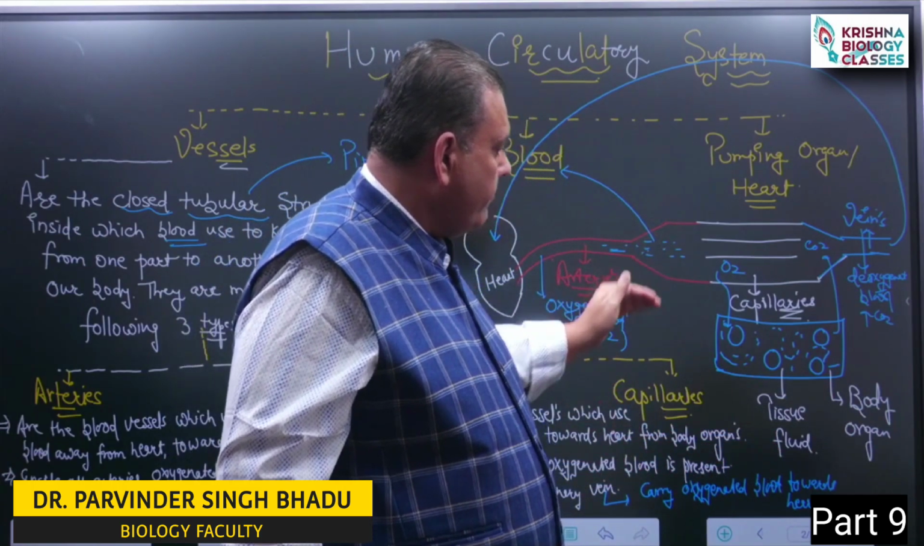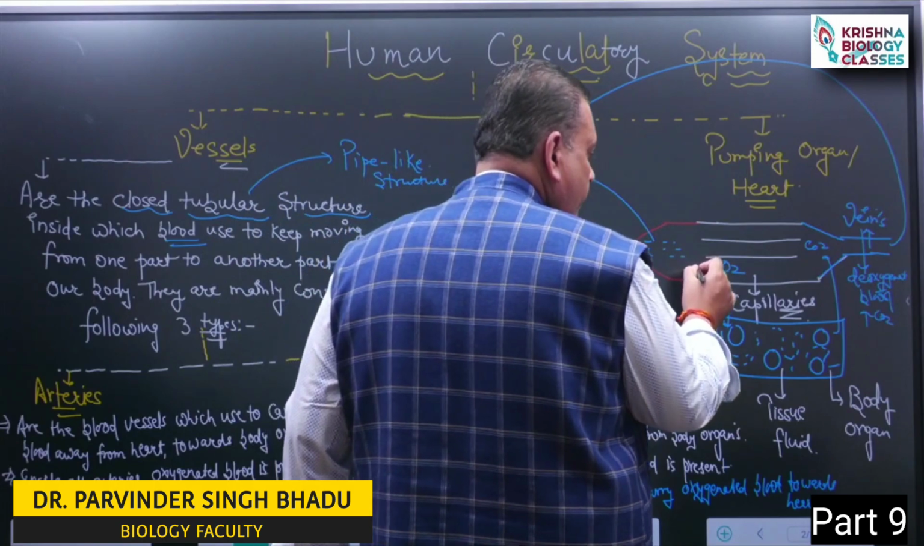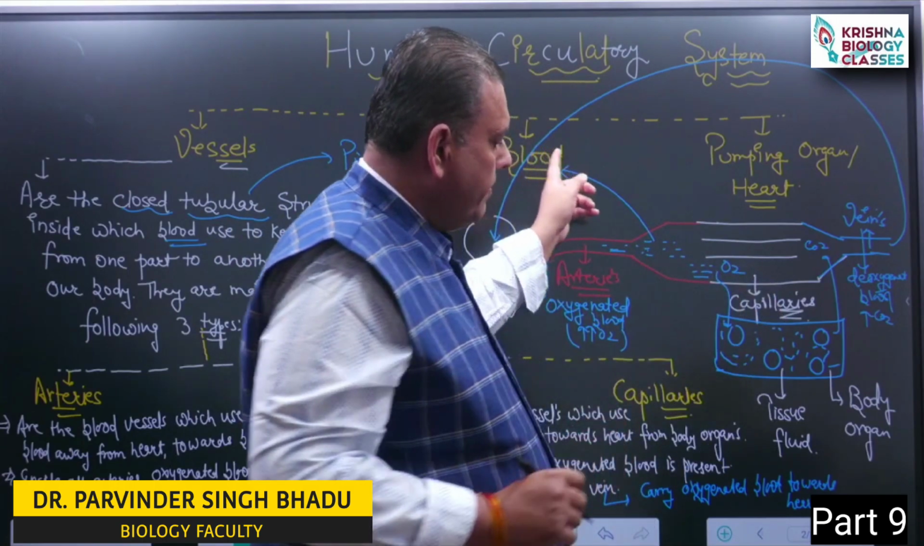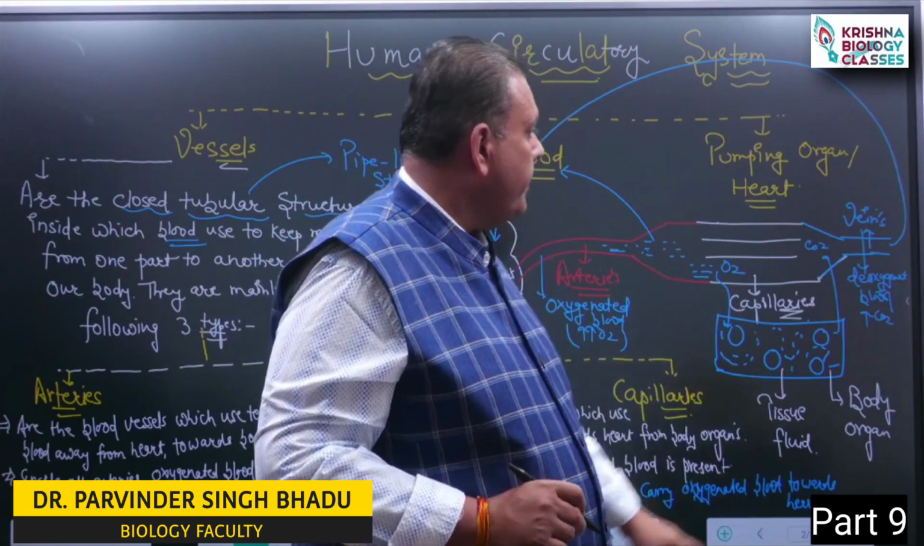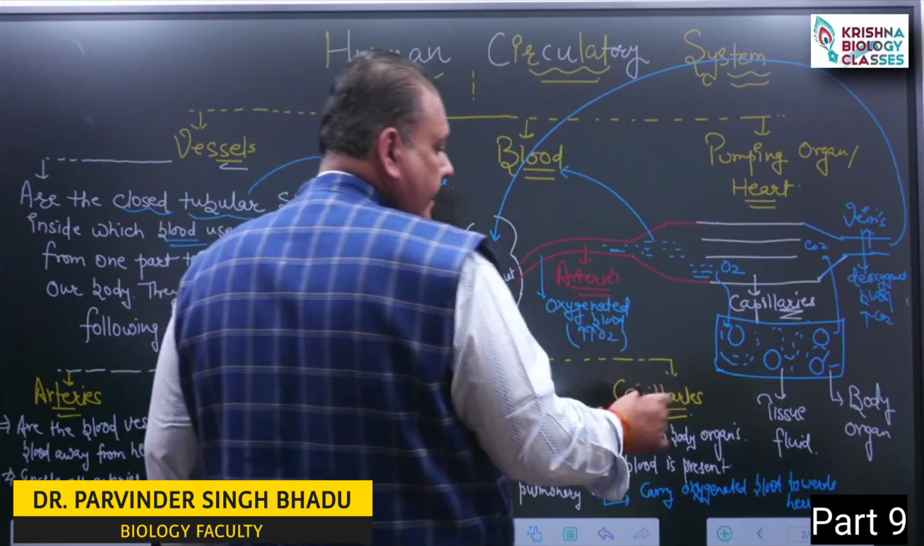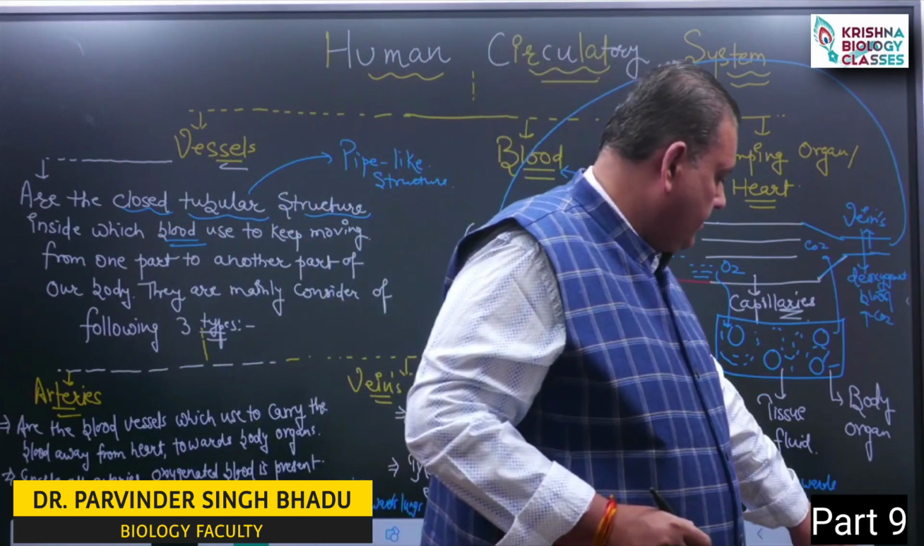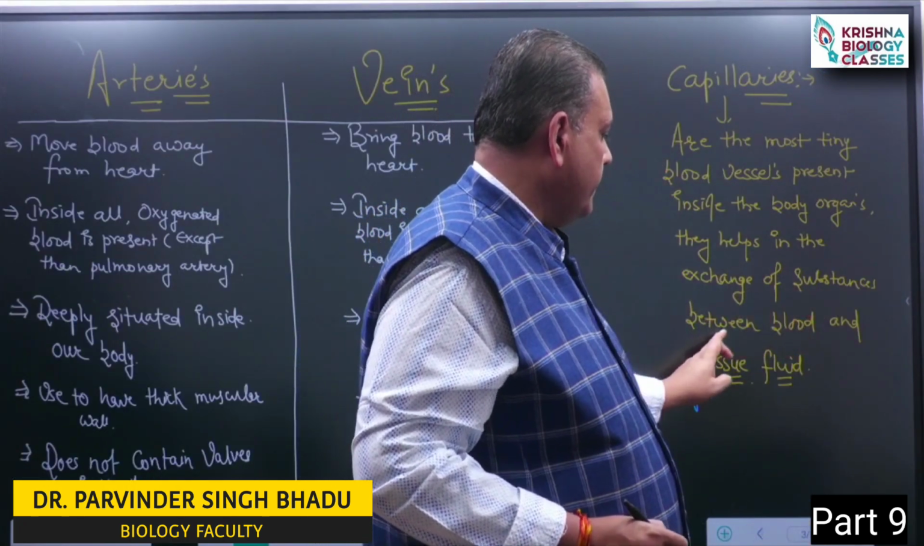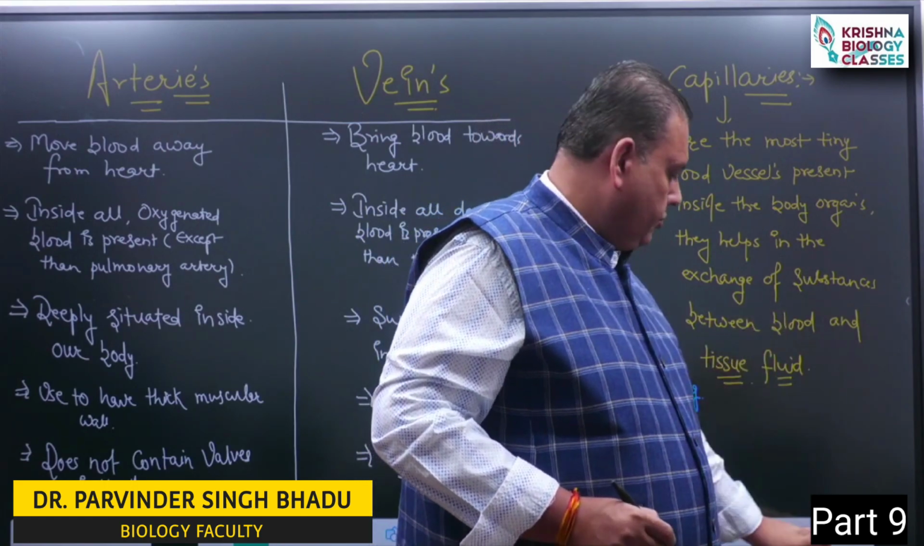The various useful and waste products are interchanged between blood and tissue fluid. So these capillaries help in the exchange of substances between blood and tissue fluid.